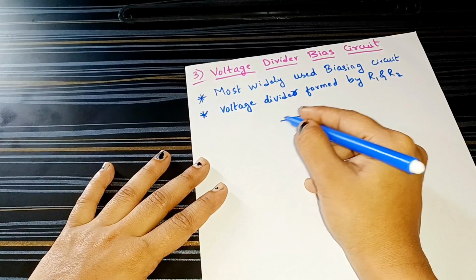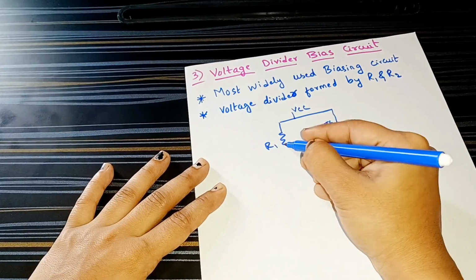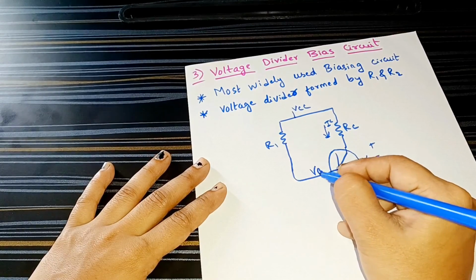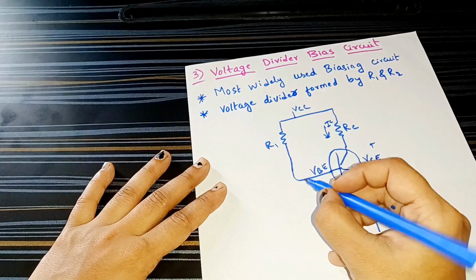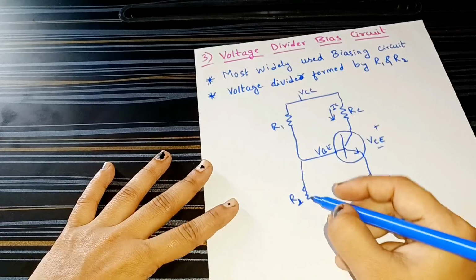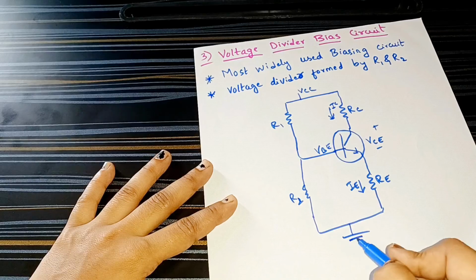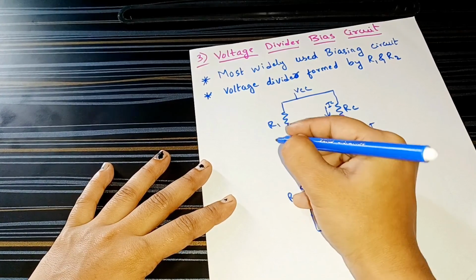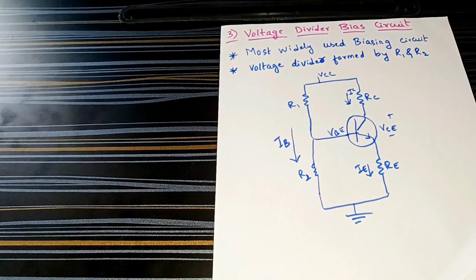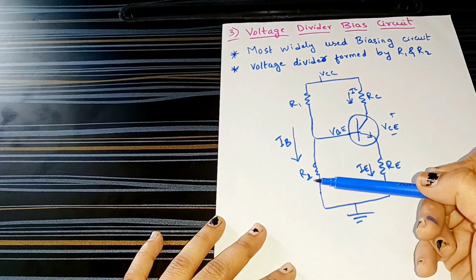Next, instead of the base resistor, we have resistor R1 connected to the base-emitter voltage, and we have resistor R2. Everything is connected to VCC and ground. Throughout this we have only one base current, IB flowing, and R1 and R2 act as a voltage divider.